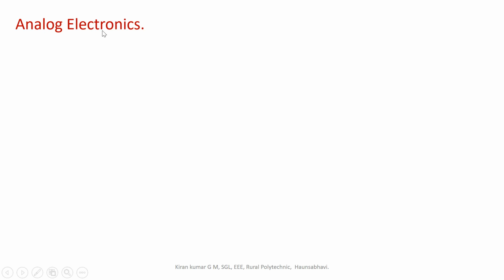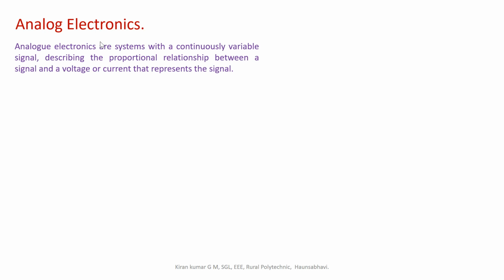Analog electronics. How can we define and understand analog electronics? Analog electronics are definitely the system with continuous variable signals. Unlike the digital signals, which have only two levels, either low or high, these analog signals are continuously variable output signals in response to a voltage or current that represents a signal.